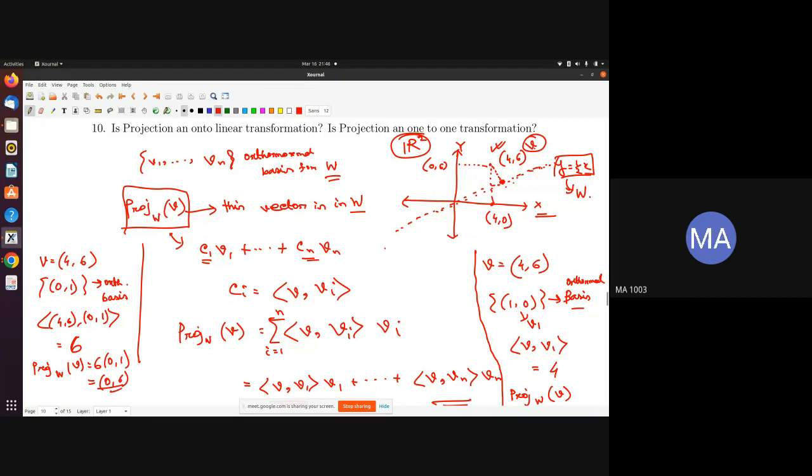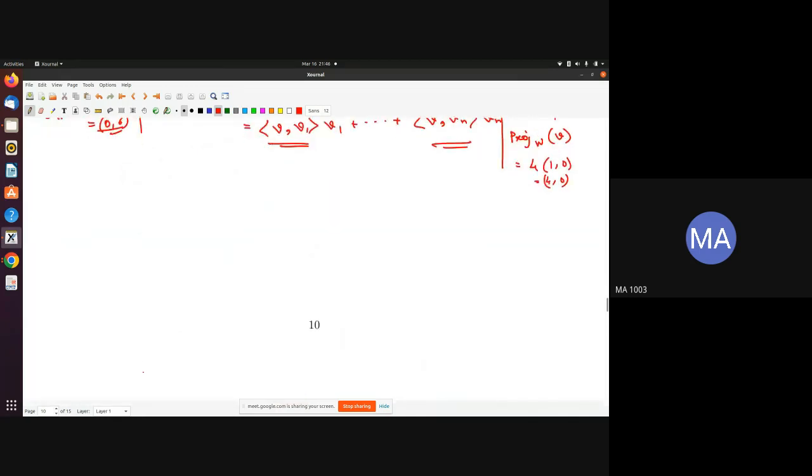Now can you do it for y equal to half x? Y equal to 1 by 2 x. So let me write it again.